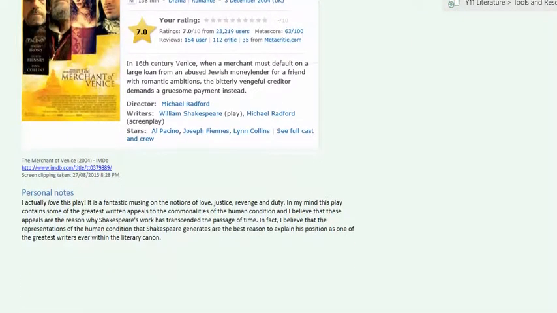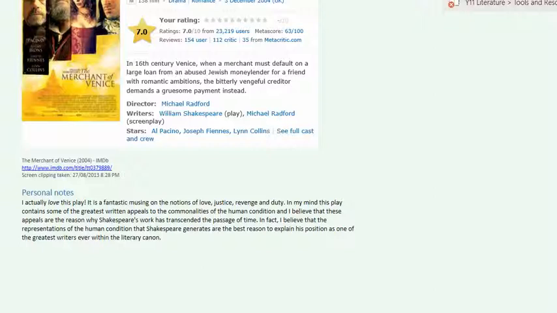Personal notes from me. You don't often get these. You'll get them today, and if you don't want to listen, just press stop now. But I really love this play. It's one of my favourite Shakespearean plays. The tragedies are good. Like, they're great. They're amazing. But I think this is an excellent play in the way it deals with love, justice, revenge and duty.